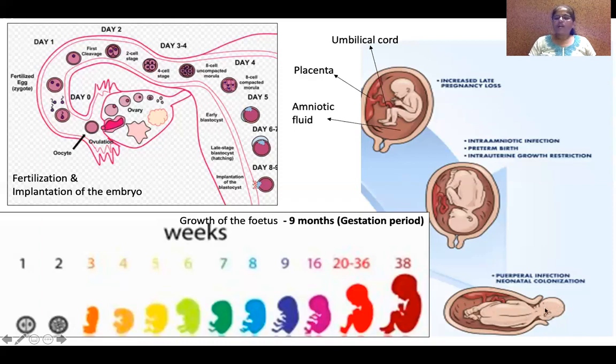Once it comes out, the doctor pulls the baby out. After removing the baby, they'll remove the placenta and umbilical cord also. They'll clean the uterus also. They'll remove this temporary organ as well as the umbilical cord, and cut the umbilical cord from the baby.